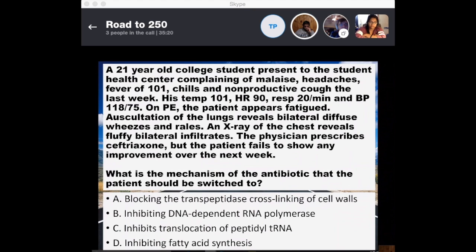The physician prescribes ceftriaxone, but the patient fails to show any improvement over the next week. What is the mechanism of the antibiotic that the patient should be switched to? Let's see. Doxy. No, isn't it? Okay. Macrolide? Okay.